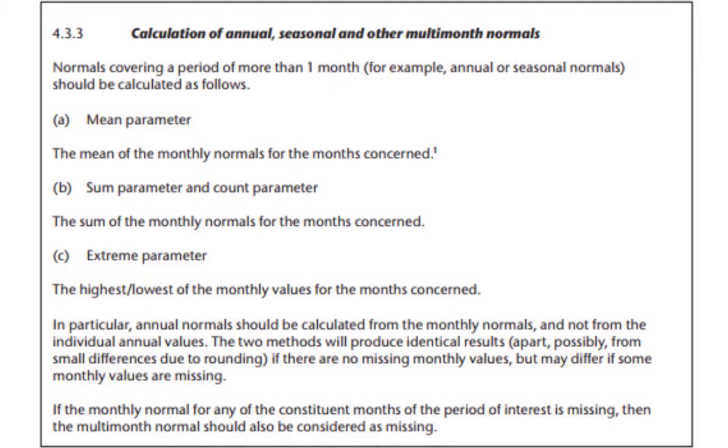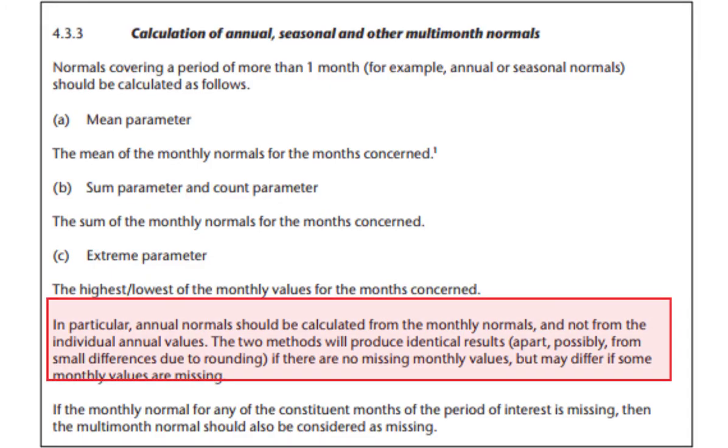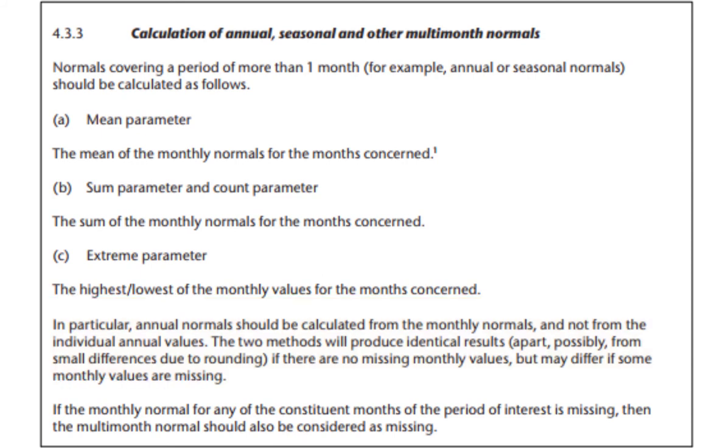The WMO guidelines shown here are for the monthly normals to be used to produce the annual values. We follow this instruction for the Ghana data, though for precipitation it does not permit quintiles, quartiles, or most extreme normals to be given.